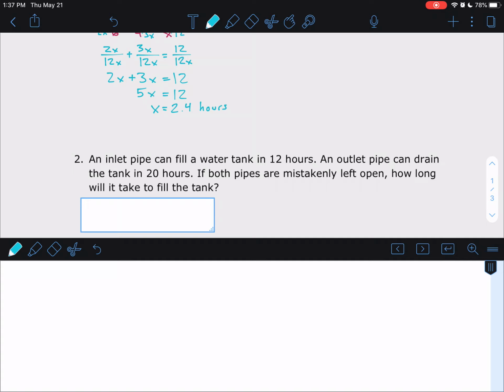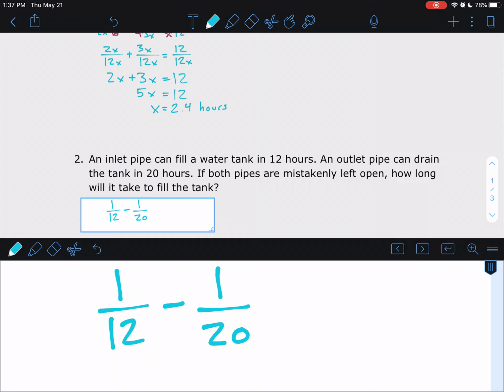So automatically, I have an inlet pipe, so this is putting water into the tank. So one tank every 12 hours. But an outlet pipe can drain the tank in 20 hours. This one is a bit different because it has this other pipe draining the tank. So instead of being added, it's being subtracted, and it can drain one tank every 20 hours. If both pipes are mistakenly left open, how long is it going to take to fill the tank?